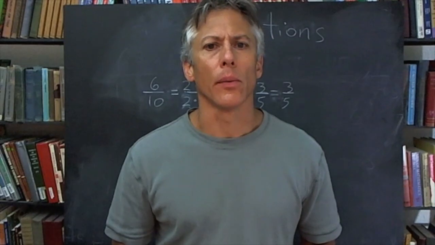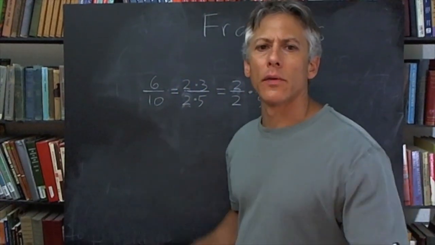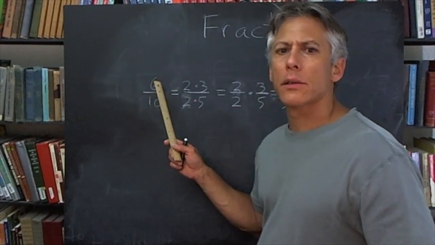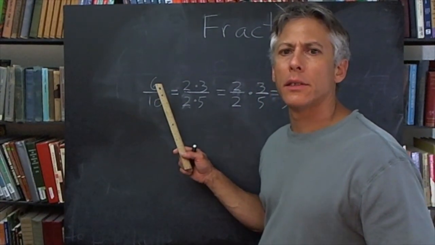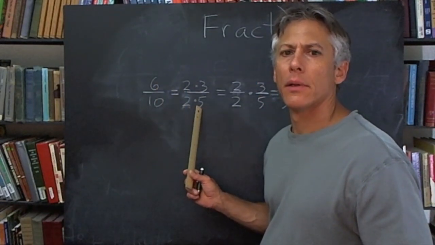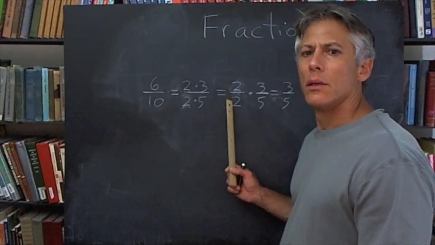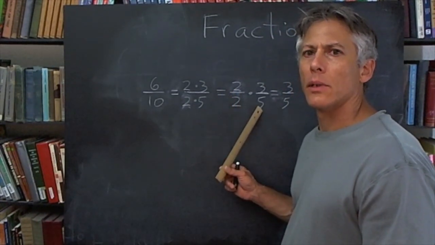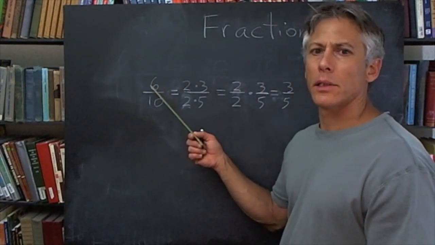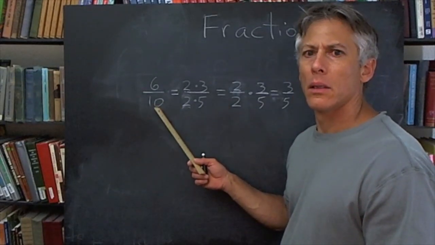So, example number 1. We're going to simplify 6 over 10. Now, 6 over 10, remember, we could have had 2 times 3 and 2 times 5. But that could have come from multiplying these two fractions together. 2 over 2 times 3 over 5. Remember, multiply the tops together and get 6. Multiply the bottoms together and get 10.